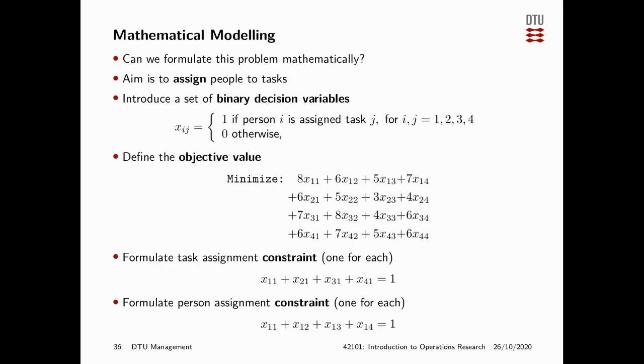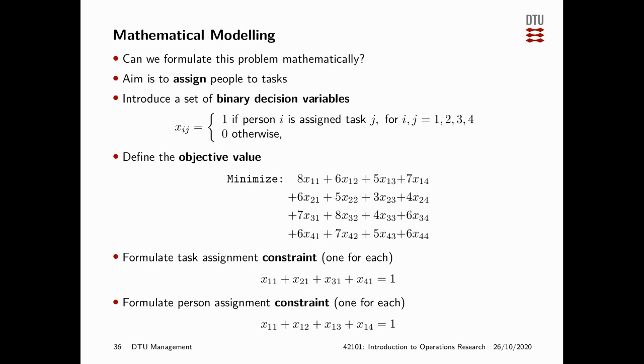Okay, so let's build a mathematical model of this problem. Our aim is to assign people to tasks. So we will have a set of binary decision variables to indicate those possibilities. Xij will equal 1 if person i is assigned task j. i and j will run from 1 to 4. There are 4 tasks and 4 employees.